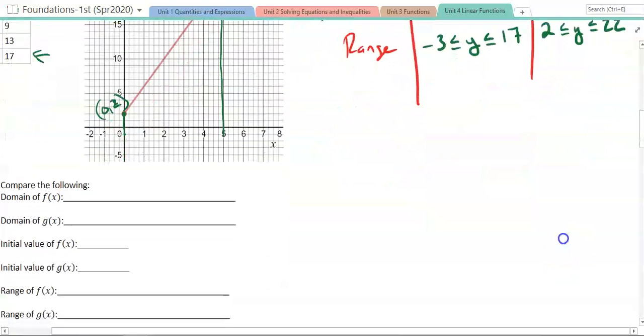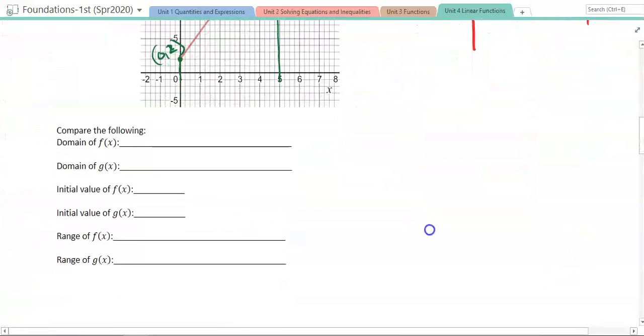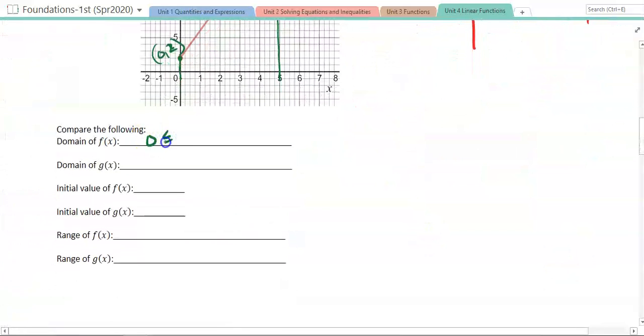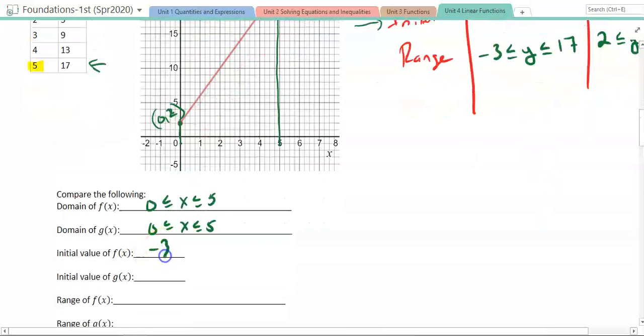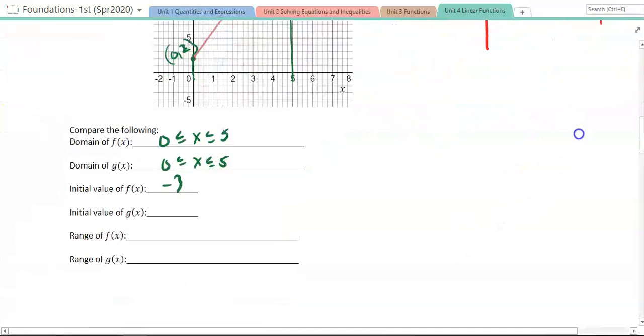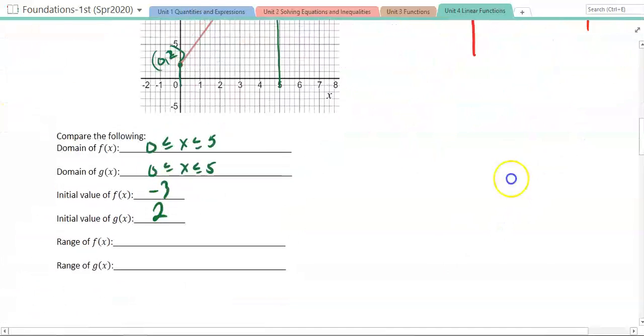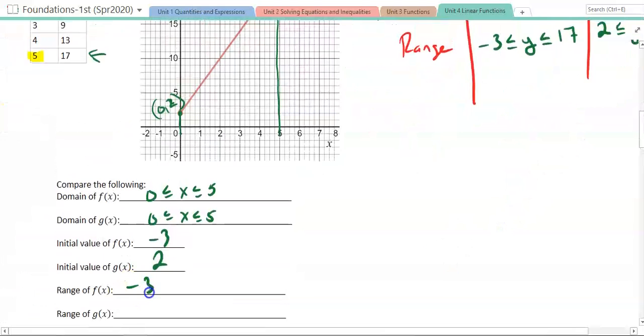Okay? So again, we could fill everything out here to write it out. So 0 less than or equal to x less than or equal to 5, 0 less than or equal to x less than or equal to 5, and this is just all the information coming from the table that we just did. The initial value here was -3, and for g of x it was 2. And the ranges -3 less than or equal to y less than or equal to 17, and then 2 less than or equal to y less than or equal to 22. So there we go.